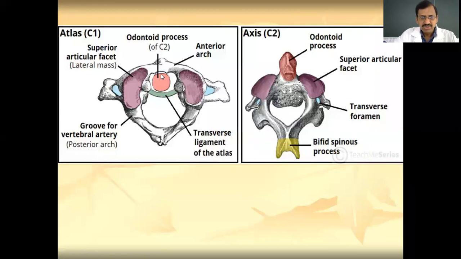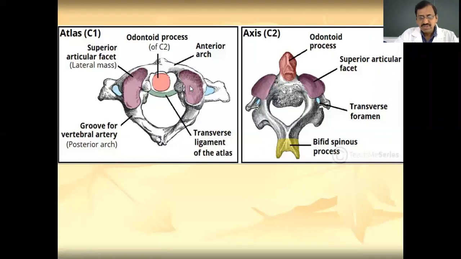First, see the atlas bone. This is the superior articular facet. It articulates with the condyles of the occipital bone at the base of the skull. On both sides, these are the two foramina called foramina transversarium, or transverse foramen. It provides passage for the vertebral artery. Anterior to this is the anterior arch of the atlas, and posterior to this is the posterior arch of the atlas. The small elevation here is called the posterior tubercle of the atlas.